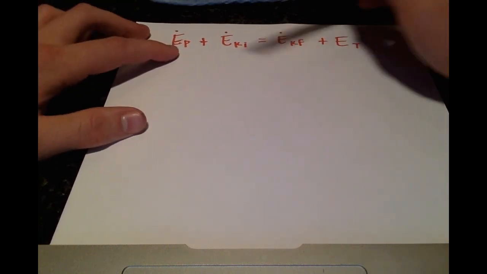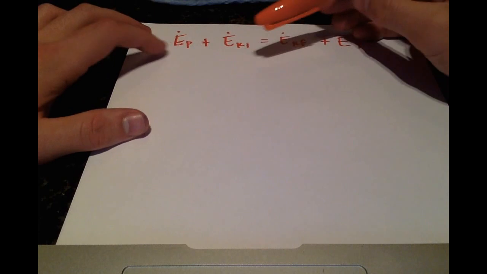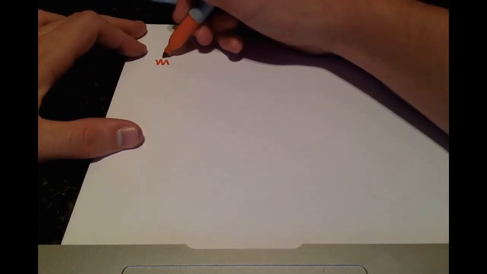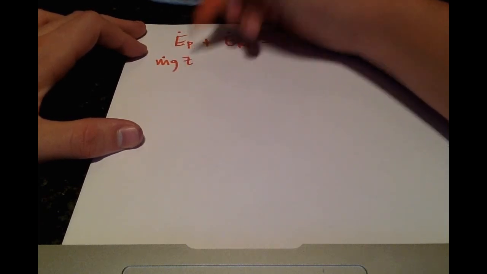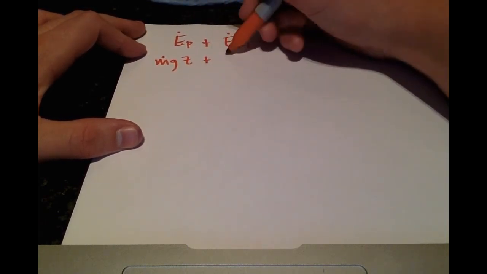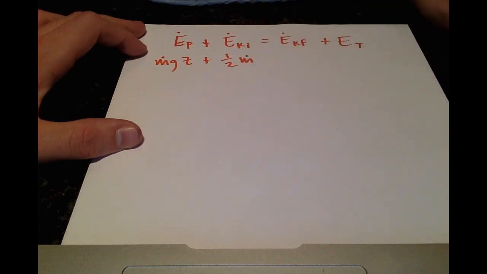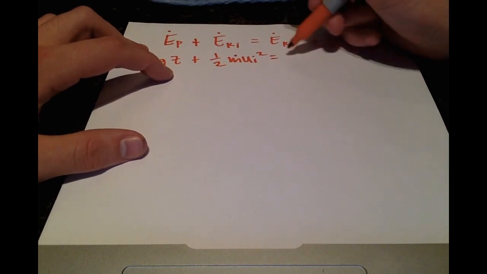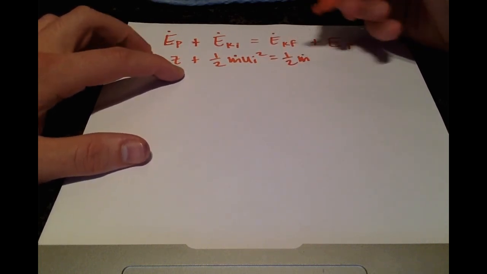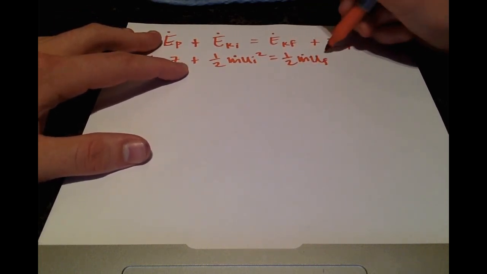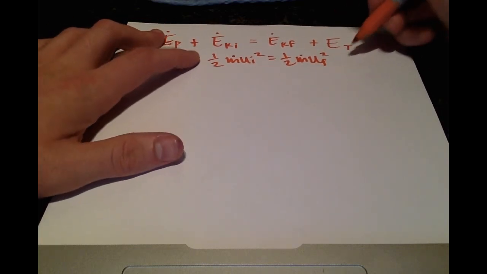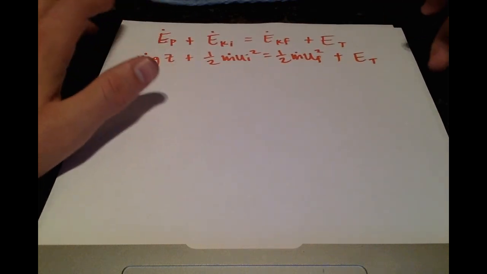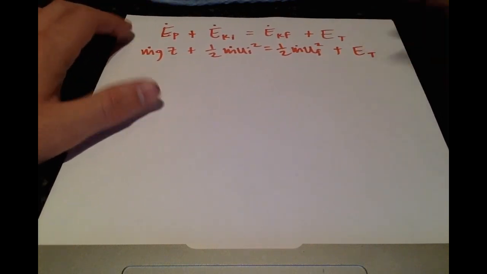Okay, and each of these energy variables can be broken down into its components. So for potential, that's the mass flow rate times gravity times the height. For the initial kinetic energy, that's 1/2 mass flow rate times initial velocity squared. And then for final kinetic energy, that's 1/2 times the mass flow rate times the final velocity squared. And then we'll just leave our ET right here for the energy of the turbine.